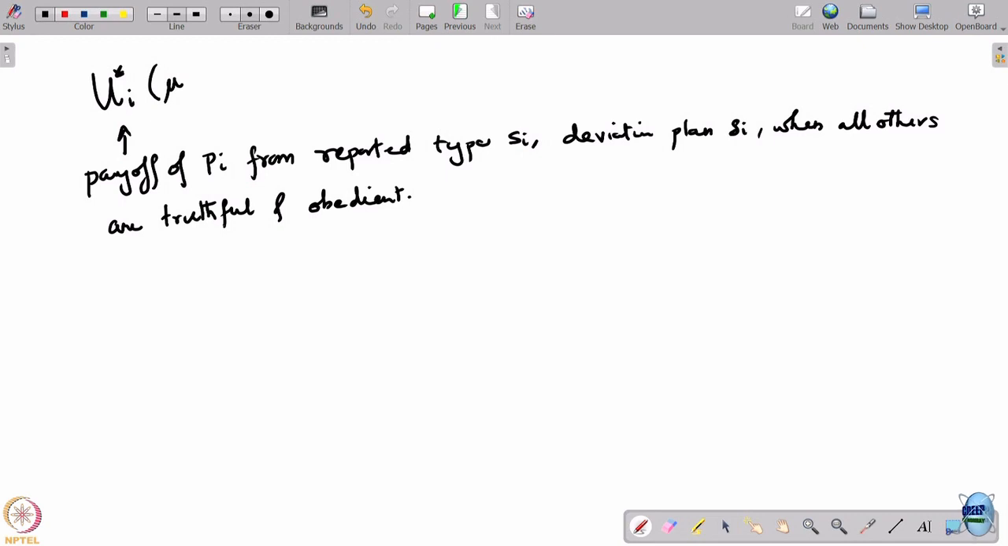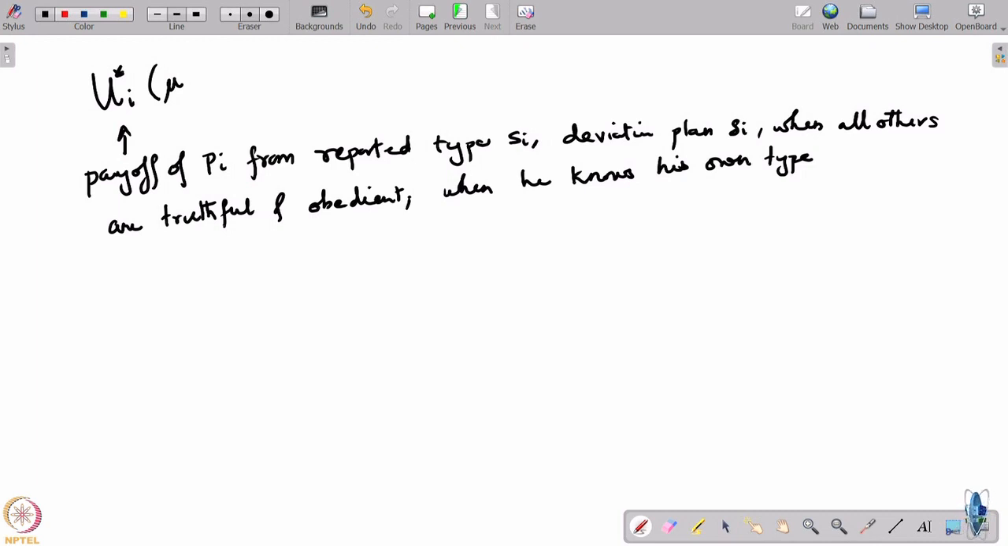So when we are talking of reported type SI, this is when he comes to know his own type. So the SI itself has to be reported based on his own type, right?